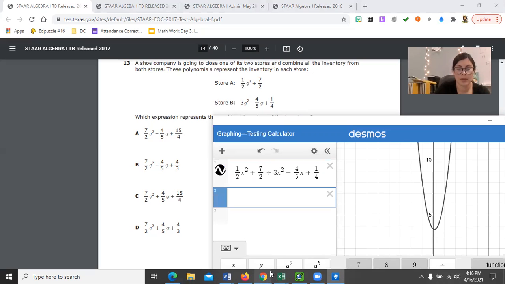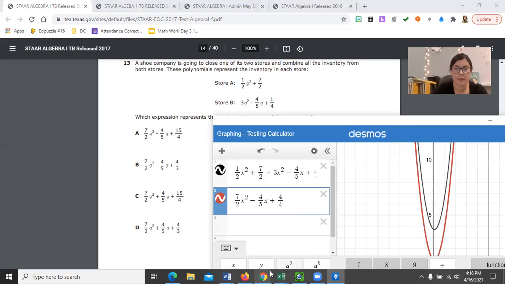So let me type in the first one, 7/2 x squared minus 4/5 x plus 15/4. Oh, look, they ended up being the same one. Woo! I don't have to check the other ones, but if you want to, I can. Watch, I changed this one to B. If I change it to B, they're not the same. So that's what you can do anytime it says equivalent: put those in the calculator and see what you get. Now let me show you another one.